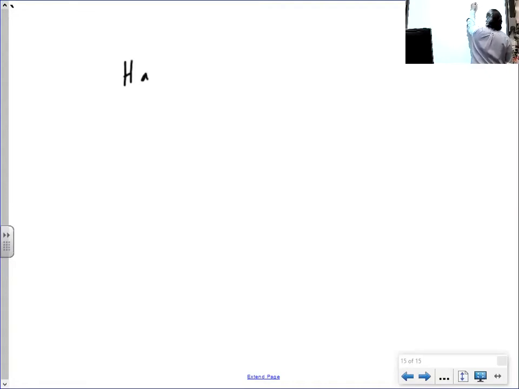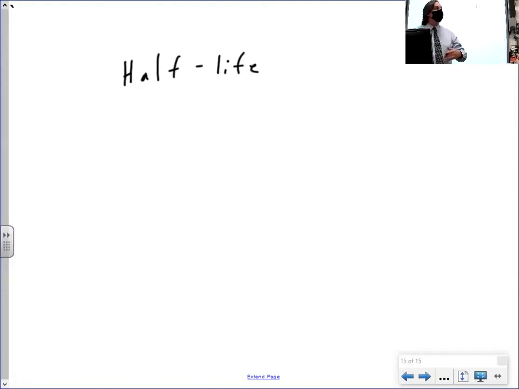So half-life is exactly what it sounds like. It's the time it takes for half of an atom, half of a material, to go away. So let me show you an example of that. So this is a measure of time.